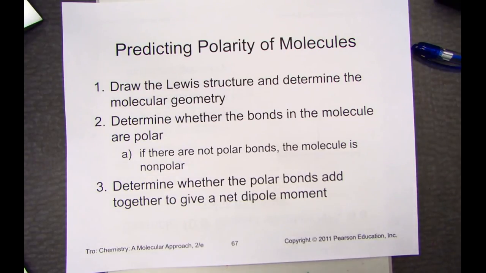If I have like elements, fluorine minus fluorine, the electronegativity difference is 0. It is nonpolar. If I subtract any other 2 elements that are not the same, I'm going to get a small electronegativity difference. Determine whether the polar bonds add together to give a net dipole moment. Think symmetry.